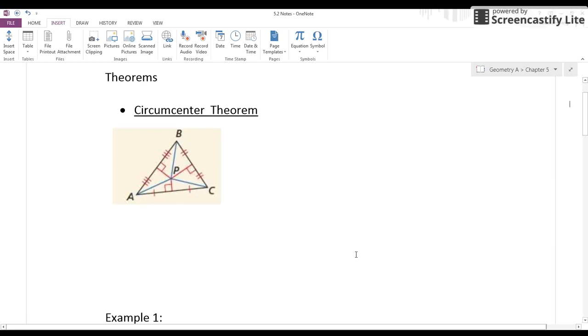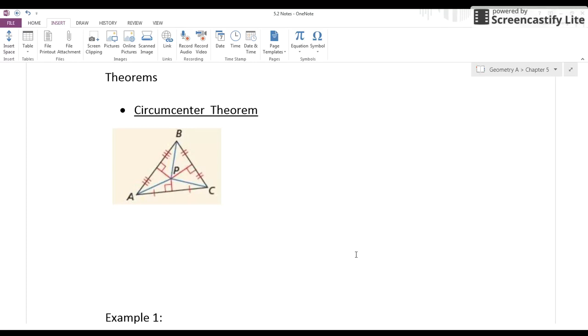Okay, so we are continuing the notes from 5.2 that we started in class. Remember, we did the Patty paper and we were constructing things and we found the circumcenter and the incenter. What we're going to do with this now is look at theorems that involve circumcenter and incenter and help us deal with measurements and information about the triangles themselves.